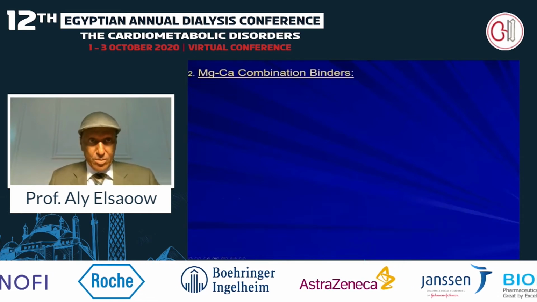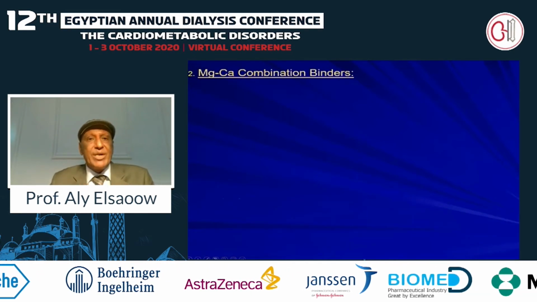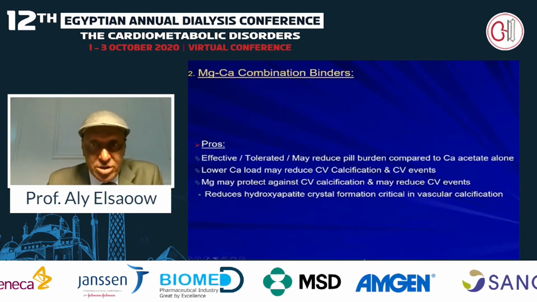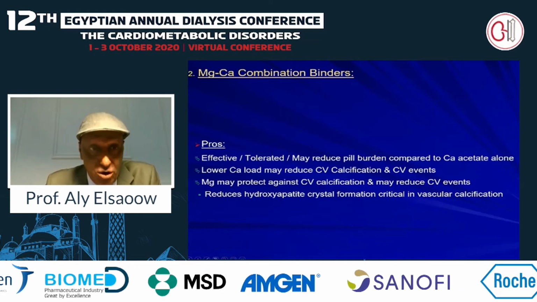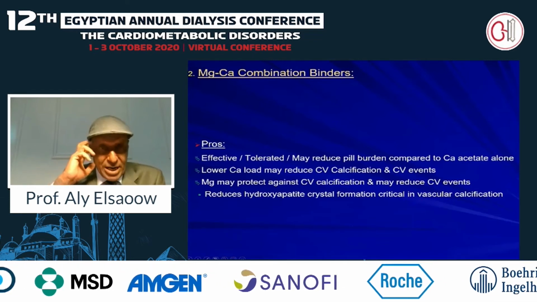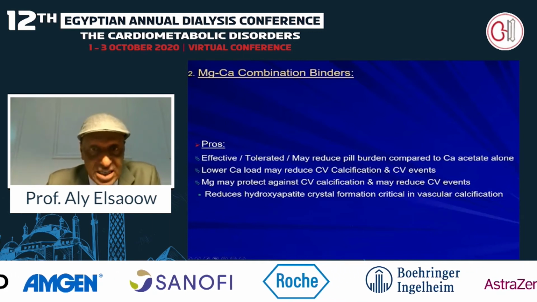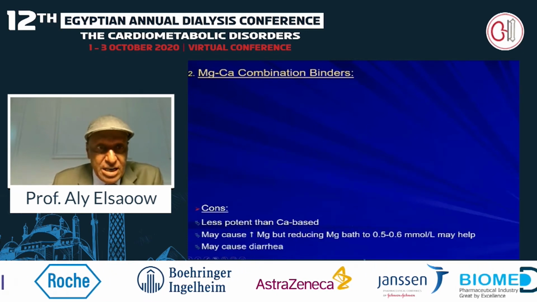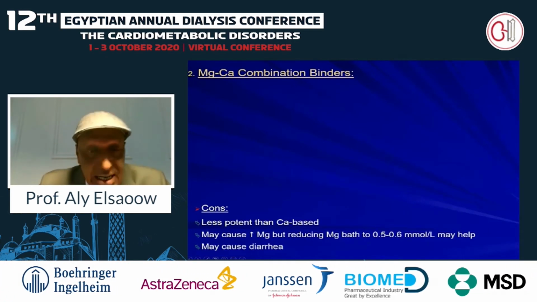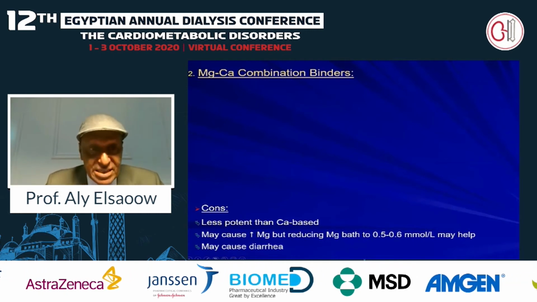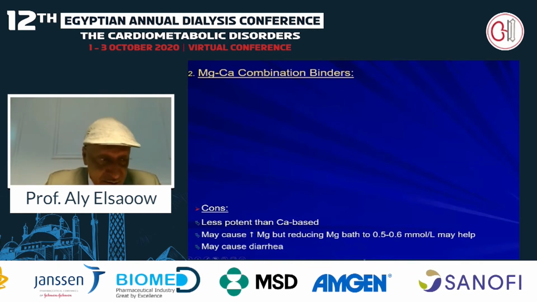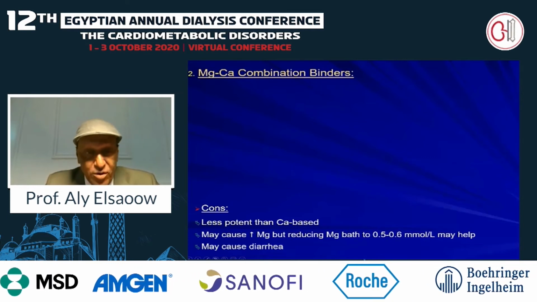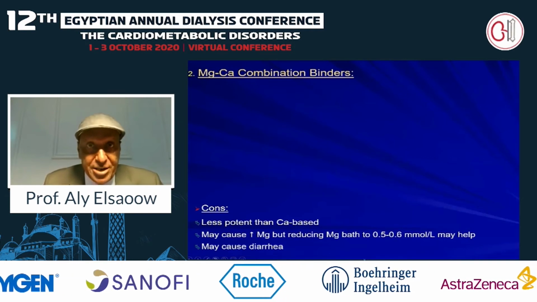hyperphosphatemia. There's also the magnesium-calcium combination binders. It is effective, tolerated, and may reduce pill burden compared to calcium acetate alone. And lowering calcium load may reduce cardiovascular calcification and cardiovascular events. And magnesium also may be protective. However, it's less potent than calcium. The magnesium-based binders may cause hypermagnesemia, but if you reduce the magnesium in the dialysis solution, then you may avoid this problem, and it can cause diarrhea.